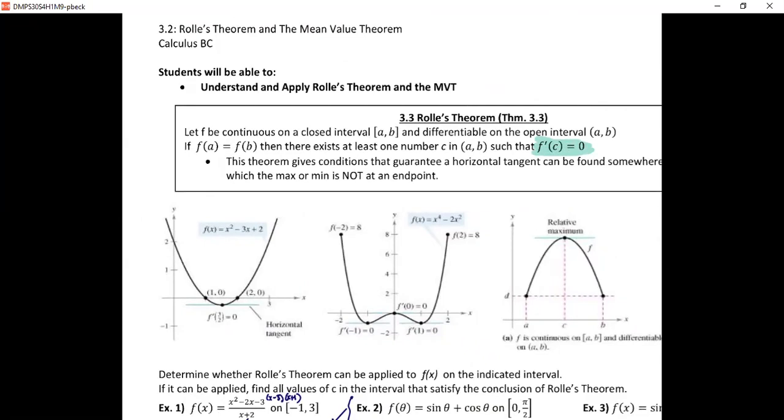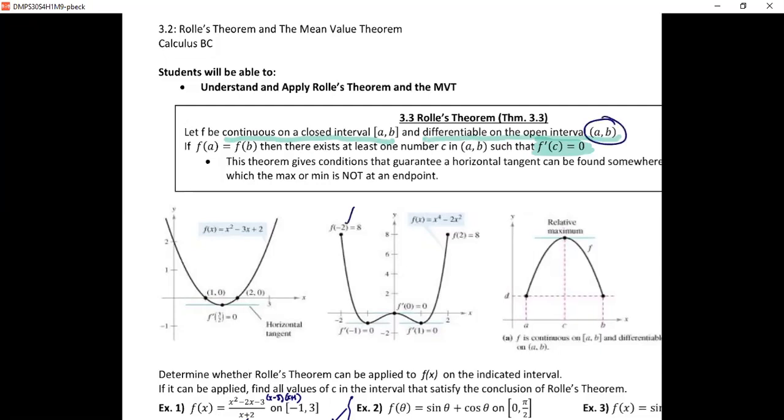If I don't have any critical numbers, then the endpoints are going to be my extrema. So I want to be guaranteed that I have critical numbers, meaning f prime equals 0. So to guarantee that I have critical numbers where f prime equals 0, what I need is continuity on the closed interval and differentiability on the open interval.